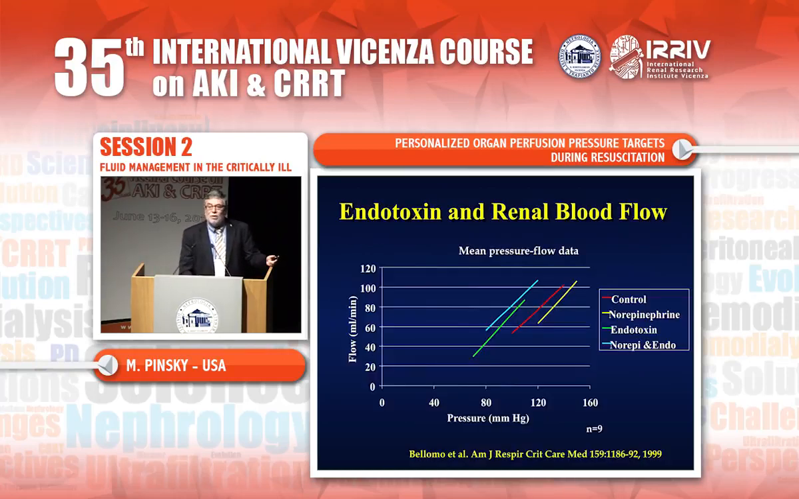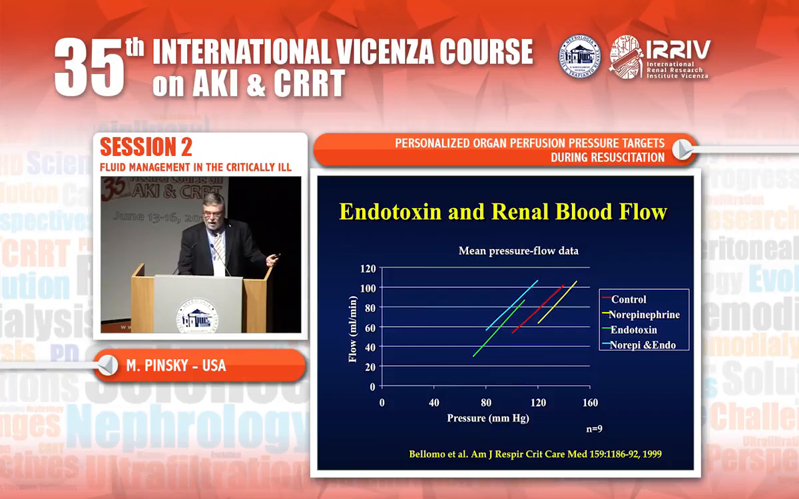So to address this, Rinaldo Bellomo, who's one of our next speakers, and John Kellum, back when they were very young, in my laboratory, did a study in which they asked what was the relationship between pressure and flow. We looked at the renal blood flow instantaneously, and then we gave norepinephrine to healthy dogs, and we had, for the same blood pressure, a lower flow. So I would say to you, don't give a normal person norepinephrine. It'll decrease renal blood flow.